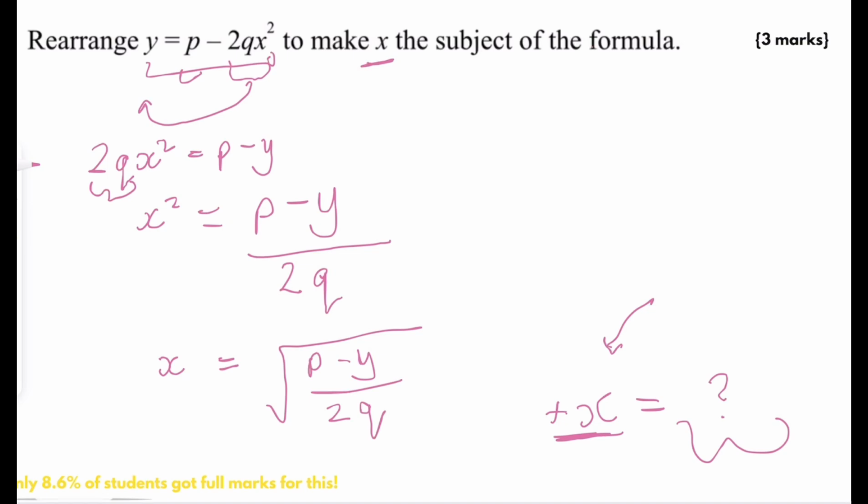So I guess the key part would be making sure you square root both sides to get rid of the x squared and turn it into x, and making sure you show all your work in. Okay, let's go to the next question.